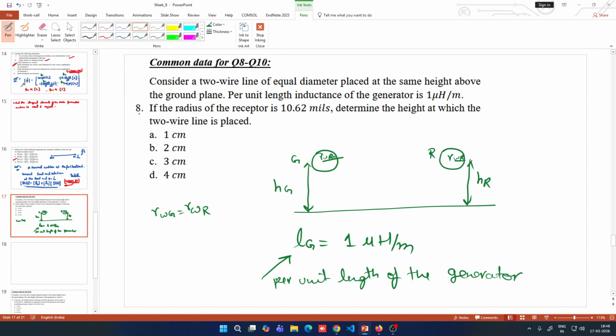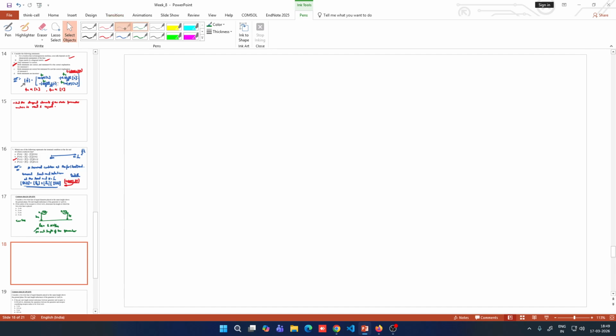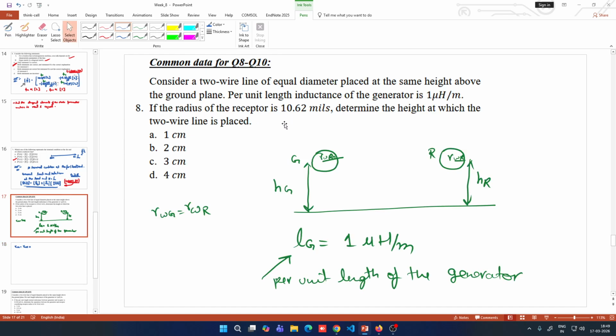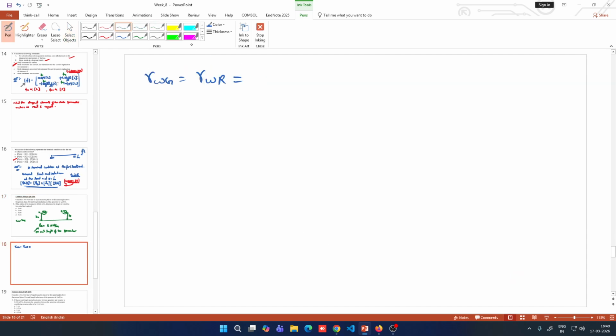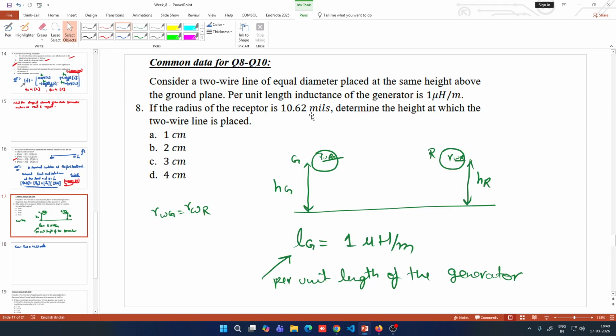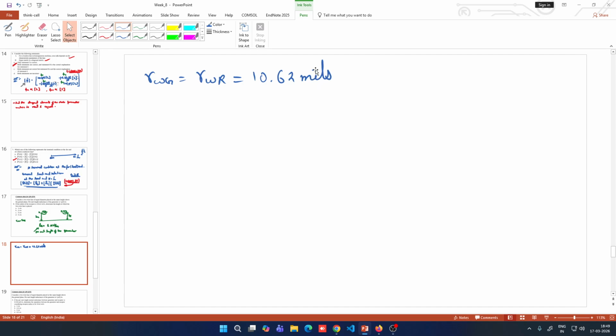Question number 8 is asking: if the radius of the receptor is 10.62 mils, determine the height at which the two wire lines are placed. First we will convert it into centimeters.